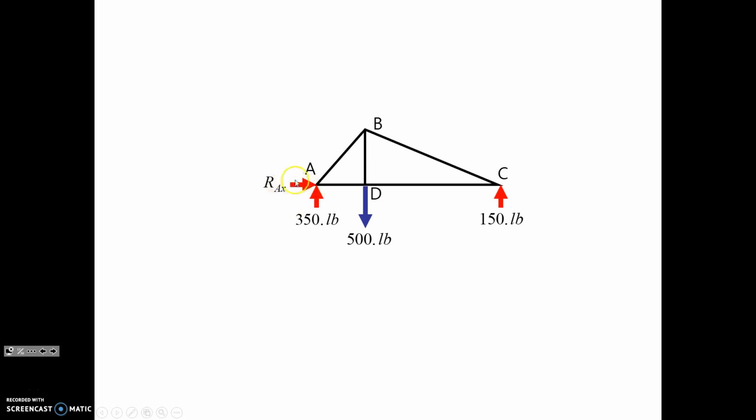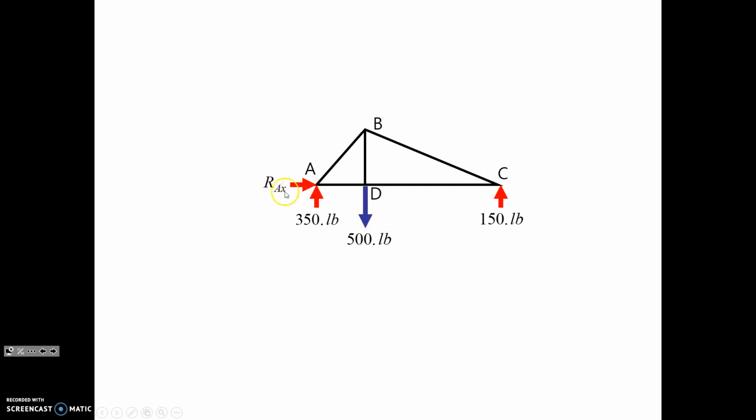Reaction forces are the forces of the ground, or where it's attached to the earth itself, reacting to something. In this case, we have 500 pounds pushing down in the middle of the beams at this point, pulling down because of gravity. Something has to stop that from falling to the earth, and that is these reaction forces, pushing up equally to the opposite of this. So 350 pounds plus 150 pounds equals that 500 pounds.